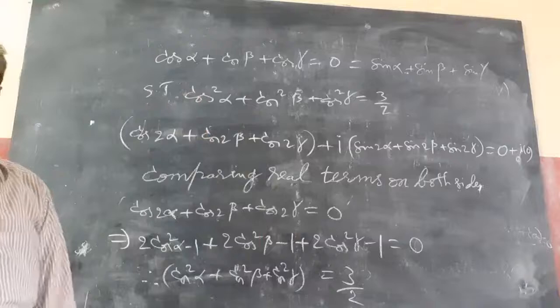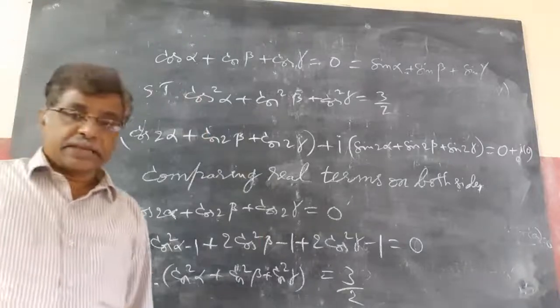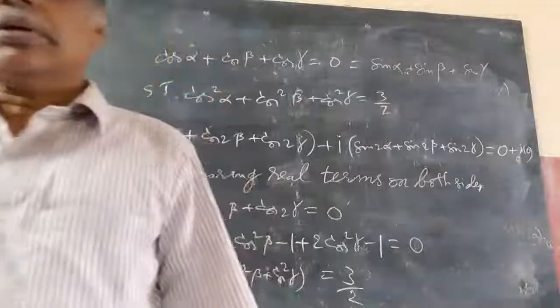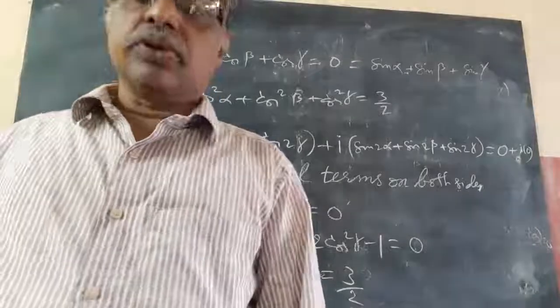Hence proved. These types of sums are very, very important for 7 markers. Enough for today. We will continue in the next class.